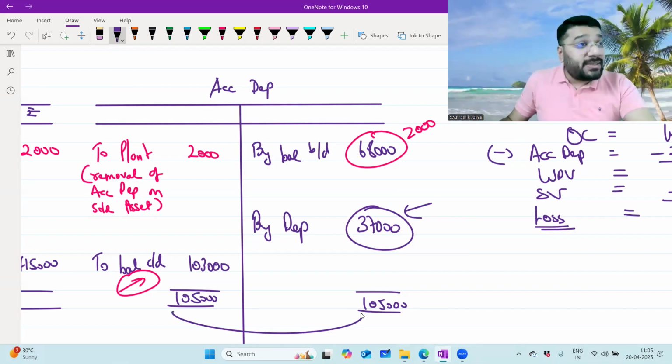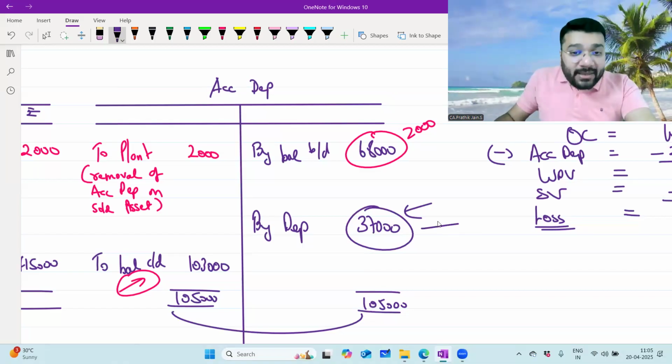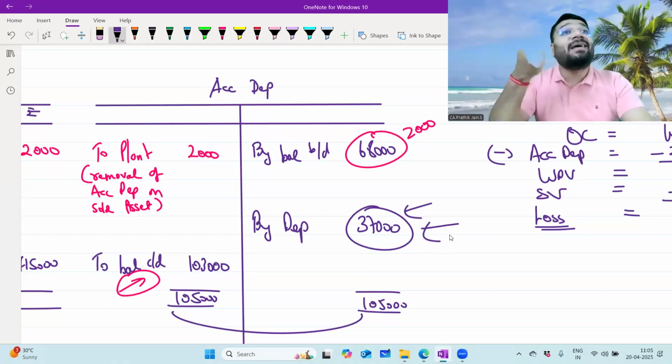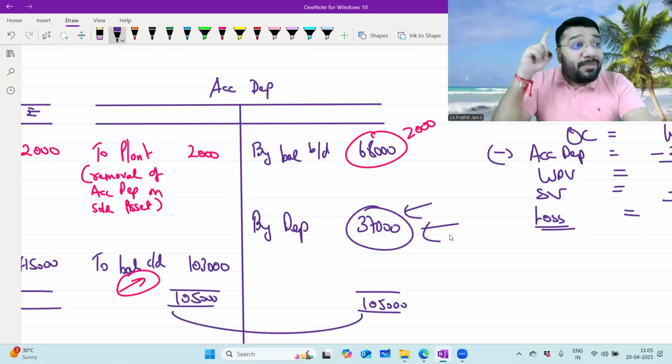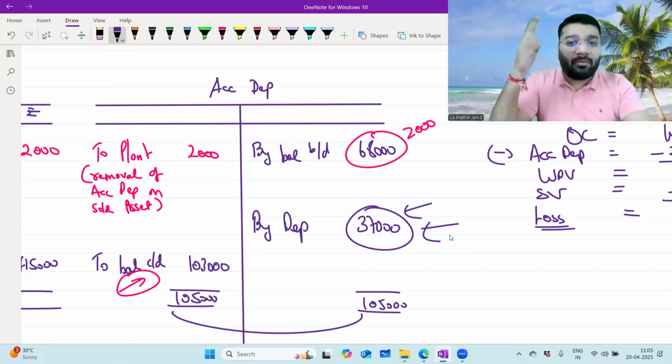In the upcoming questions, we will see the same situation, but by putting this depreciation, the ledger will not tally. There will be a balancing figure. What is the meaning of that? We have to understand in the upcoming question. In this question, automatically tally, so no problem. Yes.